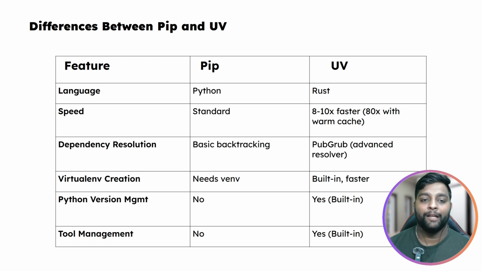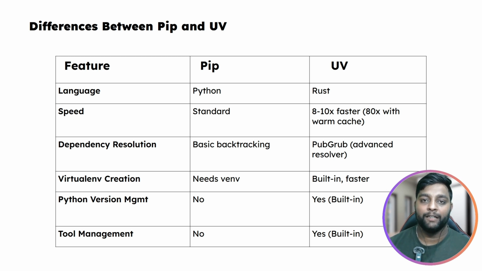Virtual environment creation. In PIP, you need to create a normal virtual environment, whether it can be in Conda or your PIP, you have to obviously create it, right? You have to use source in PIP, or in Conda, you have to use conda create -p. But in UV, it is built in, and you can even create it faster here.